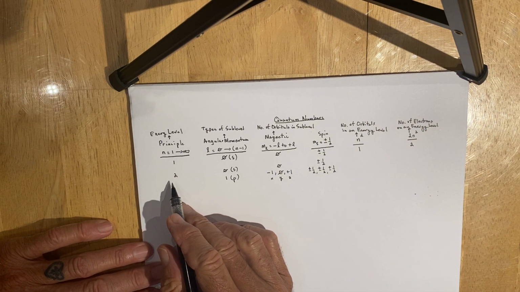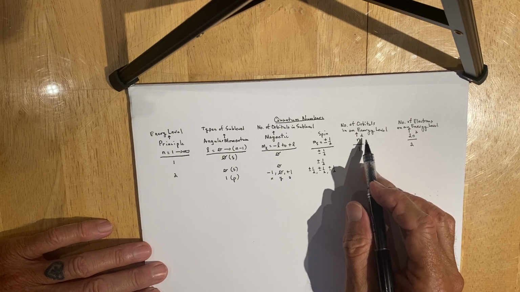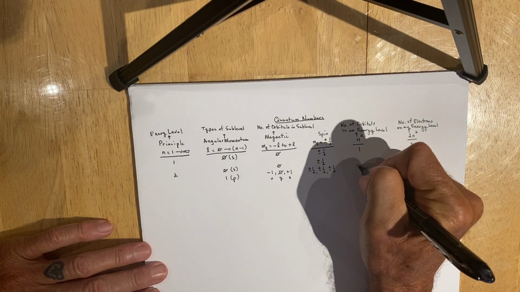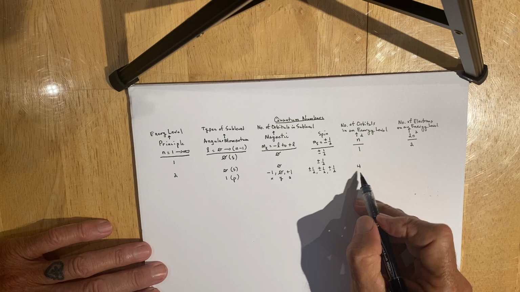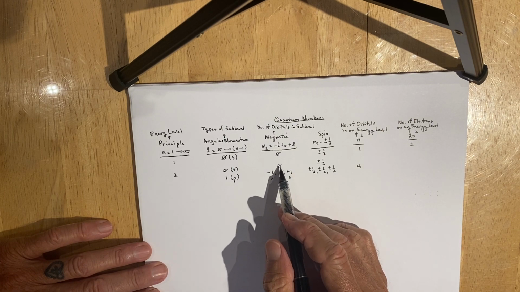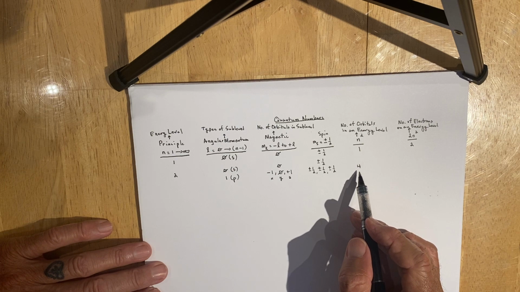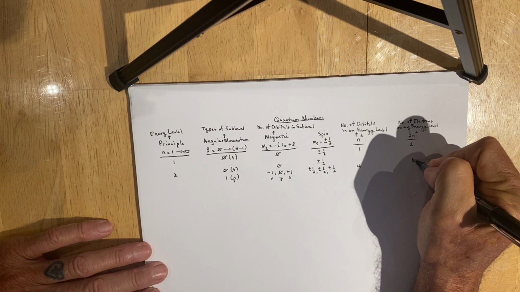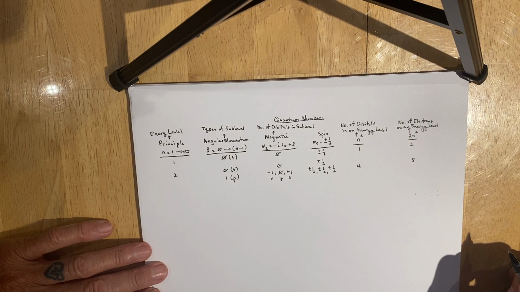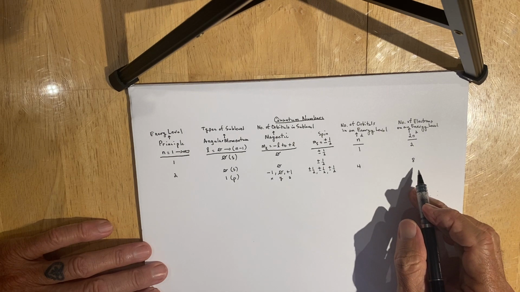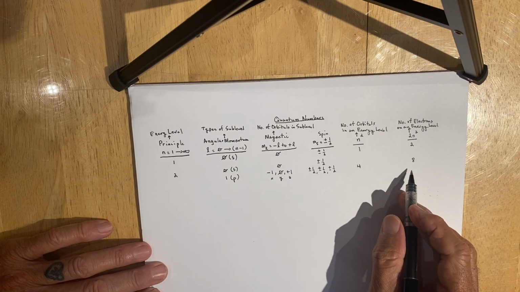If n is 2, the number of orbitals in an energy level is found by n squared, which would be 4. This number should coincide with the number of orbitals: 1 in the S, 3 in the P is 4, each of which holds 2 electrons, so 4 times 2 is 8. That's how we determine that there are 8 electrons possible on the second energy level. So the total number of electrons that the second energy level can hold is 8.